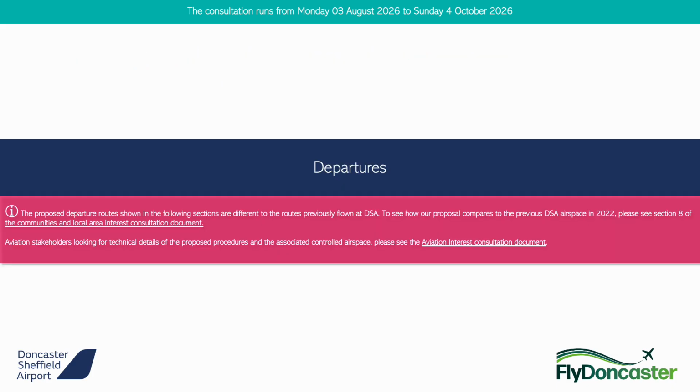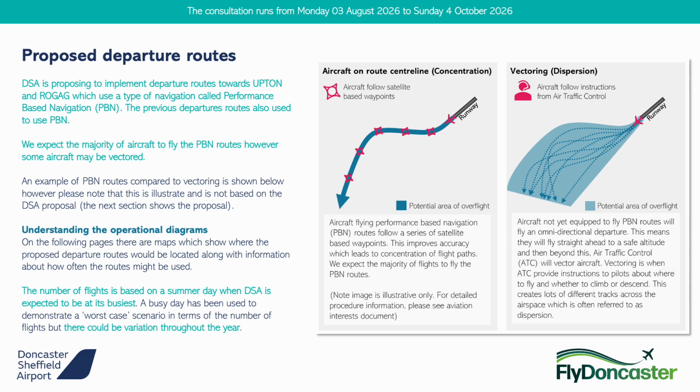We'll now talk you through the departure routes. We're proposing to have two main departure routes off each runway end, one towards Rogag and one towards Upton. And they'll use a type of navigation called performance-based navigation, or PBN. This is effectively satellite navigation rather than using navigation aids on the ground. The majority of departures will all follow these route centre lines, but some might be vectored by air traffic control.